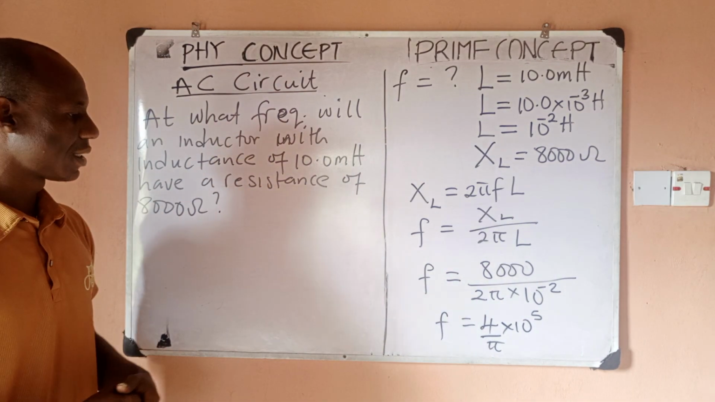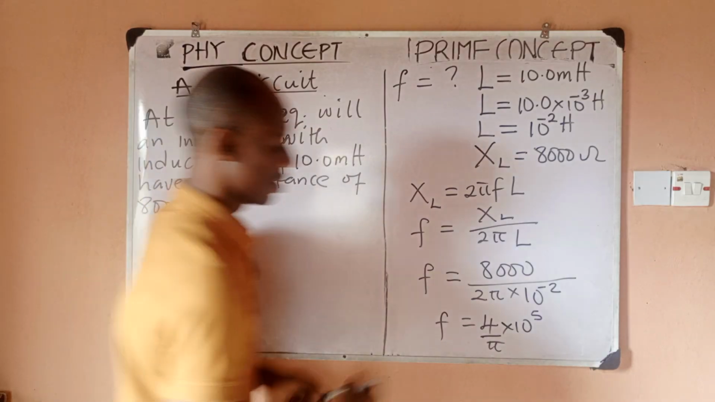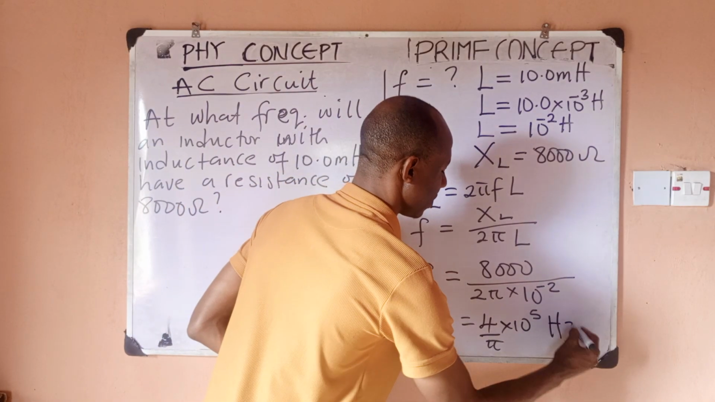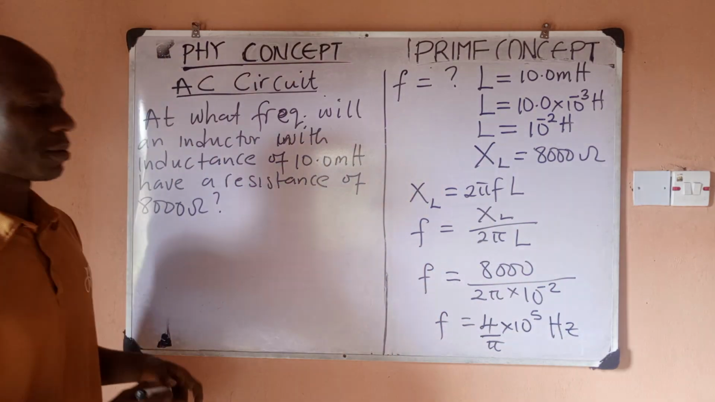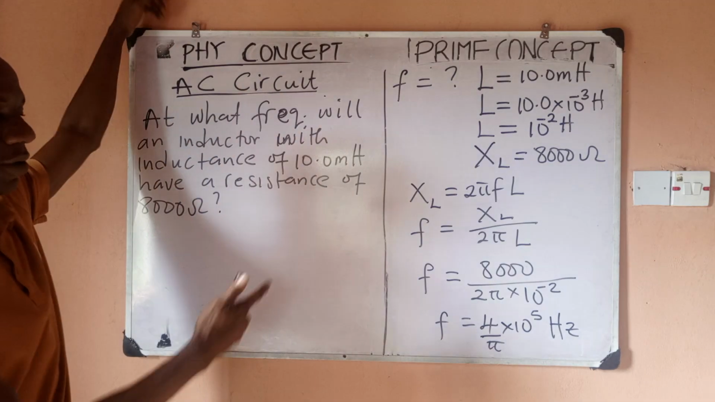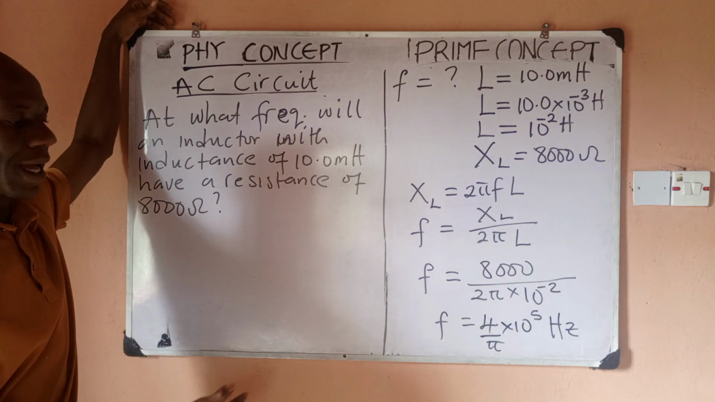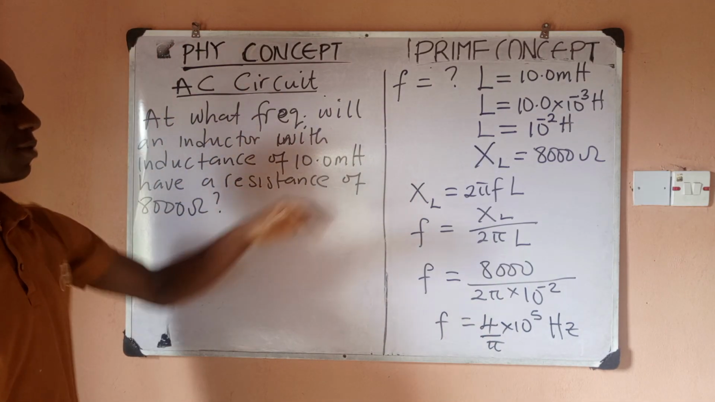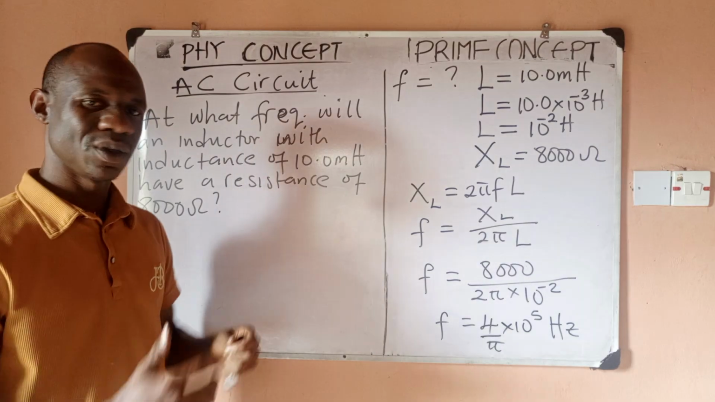So I believe that this is clear. And what is the unit of this frequency? It is hertz. So 4 over pi times 10 to power 5 hertz. So I believe that this concept is really clear to you.